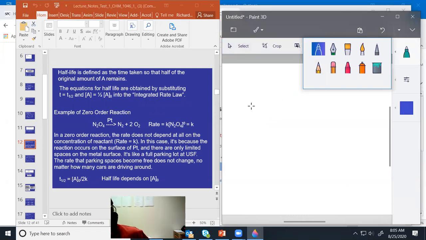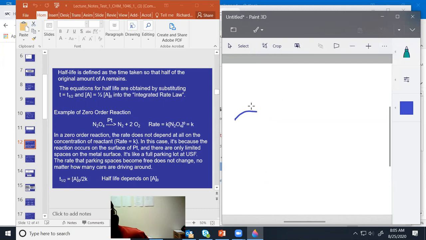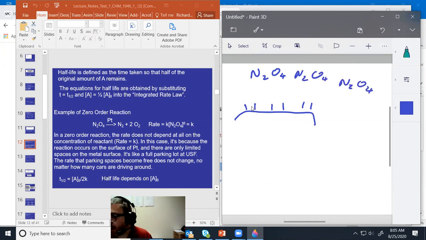Okay. So what we're talking about here is a situation where we've got a metal surface, and on that metal surface, we've got these little slots. And then we've got the N2O4 floating around above this metal. Now, there could be millions of N2O4 molecules floating around above that metal, but you'll notice there's only a very limited number of slots that these N2O4 molecules can enter in order to react.